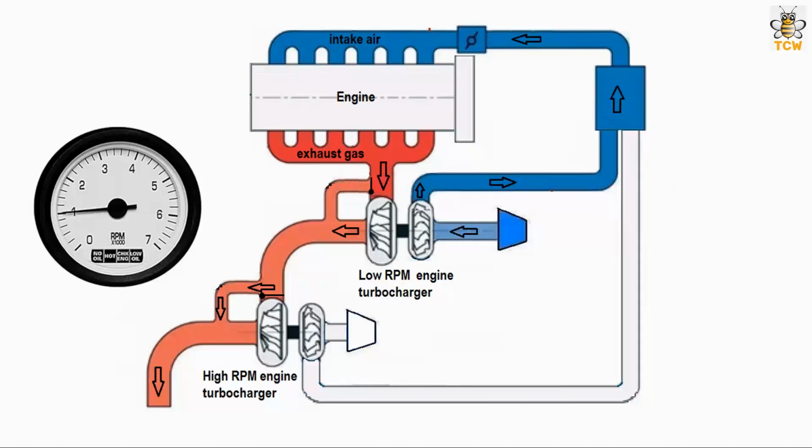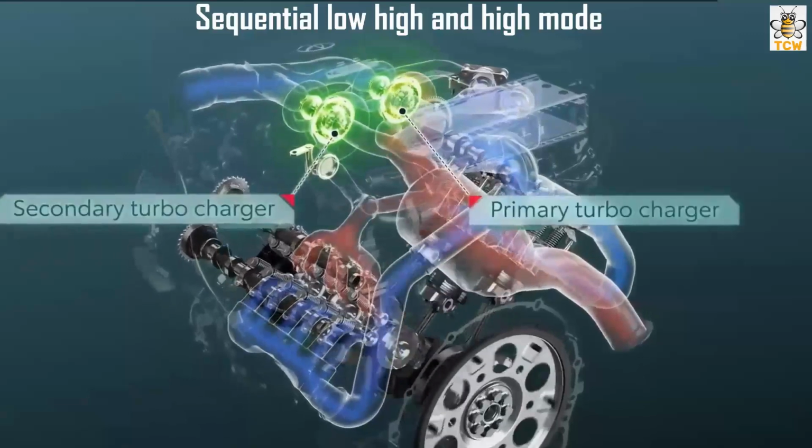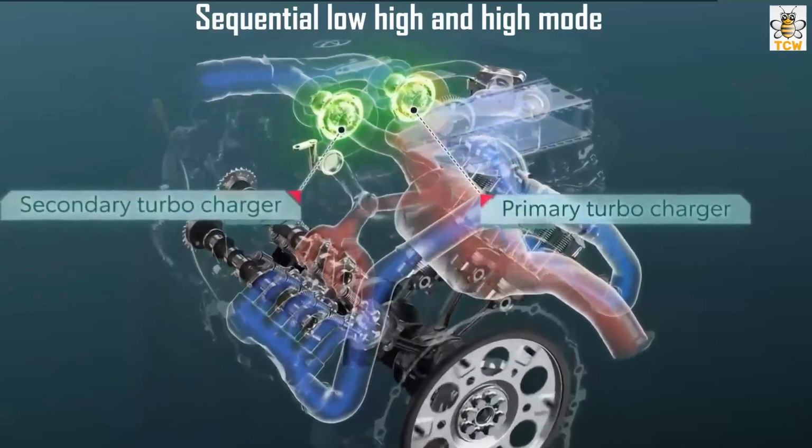The second sequential mode of operation is low, high and high, where only one low engine speed turbocharger operates at low engine speed. And when the engine speed increase, the high engine speed turbocharger start operating while the low engine speed turbocharger still operates. Both turbocharger operate simultaneously at high engine RPM speeds. This is an example of how this sequential mode operates.